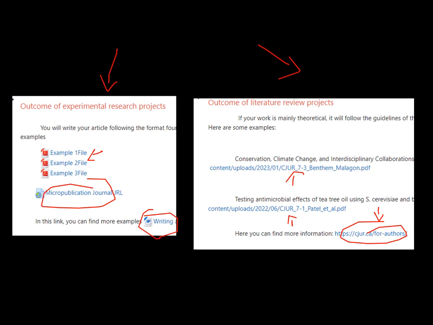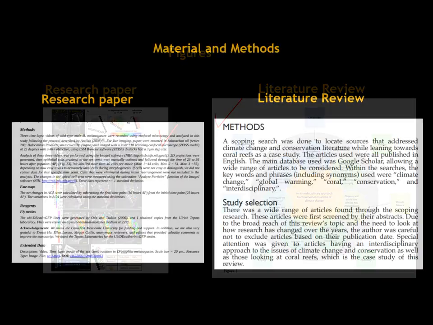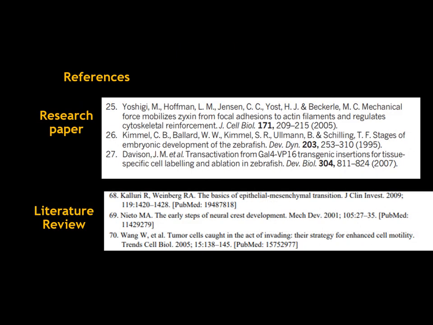Again, here you will find examples, and this can help you. I showed you that each one of these types of publications has different types of figures. Here you have only one figure in the literature review; depending on the journal and on the paper, there could be different amounts of figures. The methods are very different too, so go and give a look to that. And please also check the references, the amount of references that you're required to have in each one. Remember that literature reviews require many more papers than a research paper.